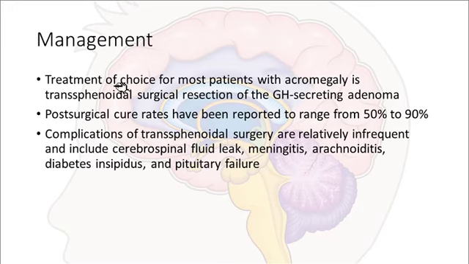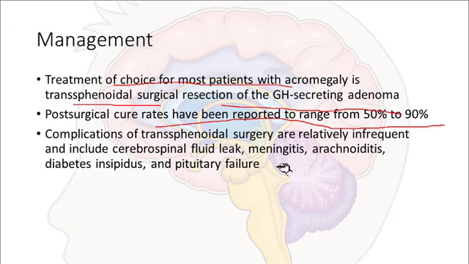Okay, so the treatment of choice for patients with acromegaly is transsphenoidal surgical resection. In other words, removal of the growth hormone secreting adenoma by going transsphenoidally. Post-surgical cure rates have been reported in 50 to 90% of patients. Complications of transsphenoidal surgery include cerebrospinal fluid leak, meningitis, arachnoiditis, diabetes insipidus, and pituitary failure as well.